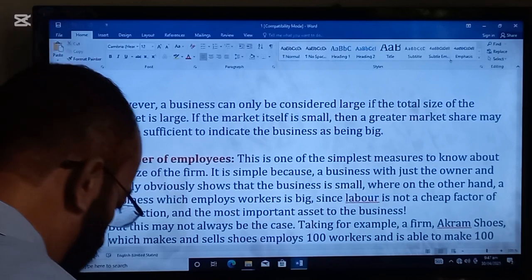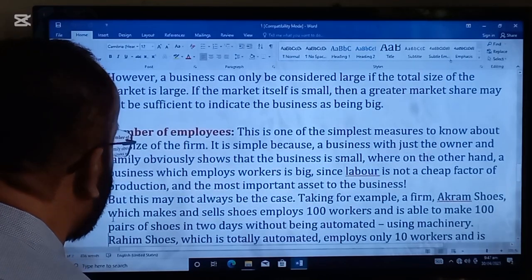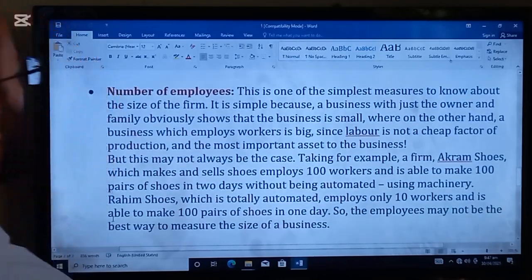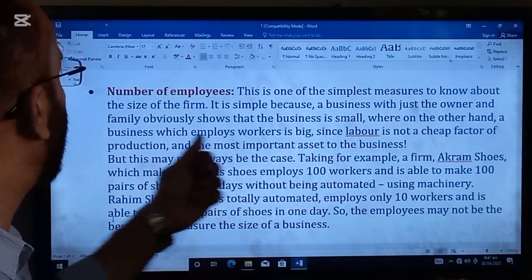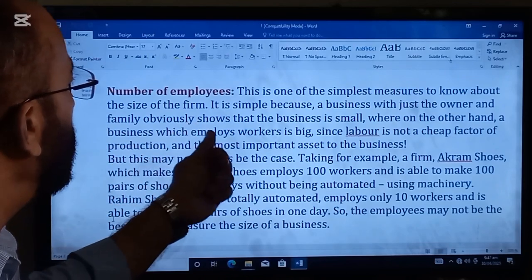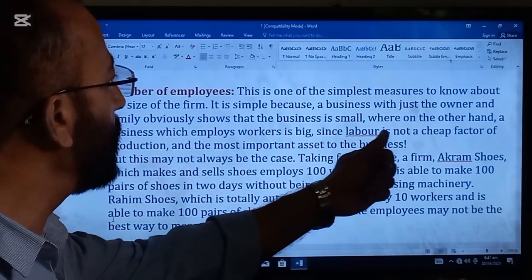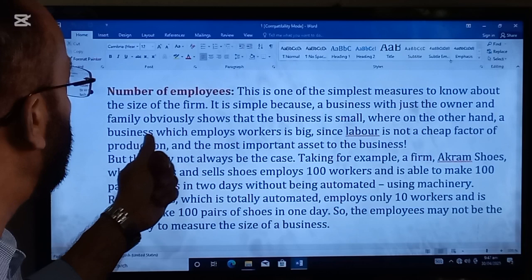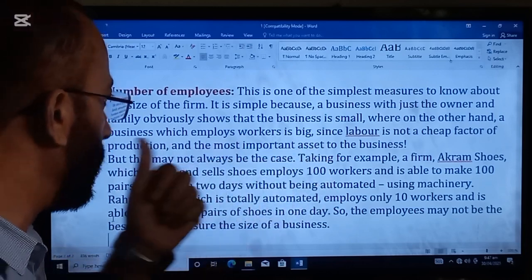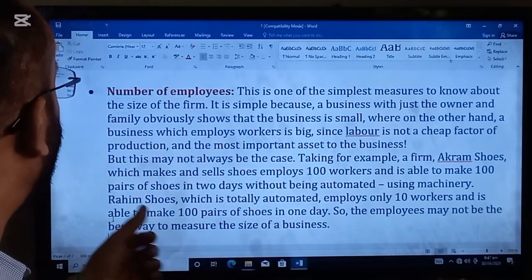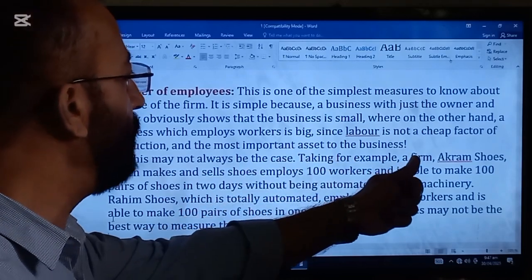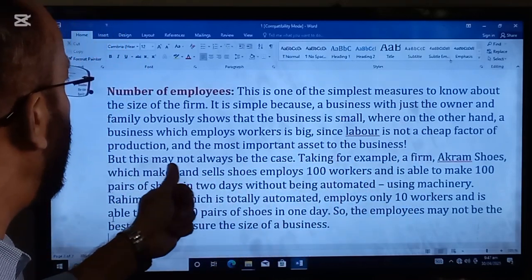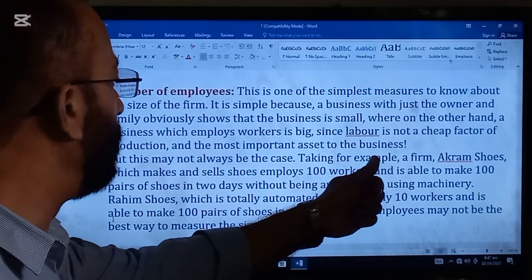Next point is the number of employees. So this is also a very important method to measure the business. This is one of the simplest measures to know about the size of the firm. It is simple because a business with just the owner and the family obviously shows that the business is small, whereas a business which employs workers is big, since labor is not a cheap factor of production and the most important asset to the business.